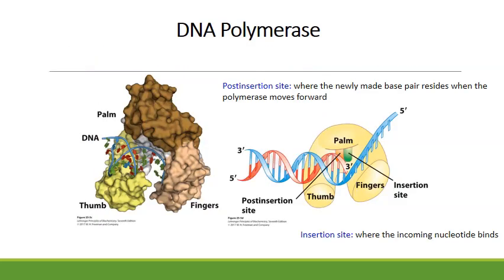So let's look at the DNA polymerase in a little bit more detail. It has an almost horseshoe structure where the DNA goes through the center of that molecule. And it has two positions, what we consider the post-insertion site and the insertion site. The post-insertion site is where the newly made base pair resides when the polymerase is moving forward, and the insertion site is where the incoming nucleotide binds.